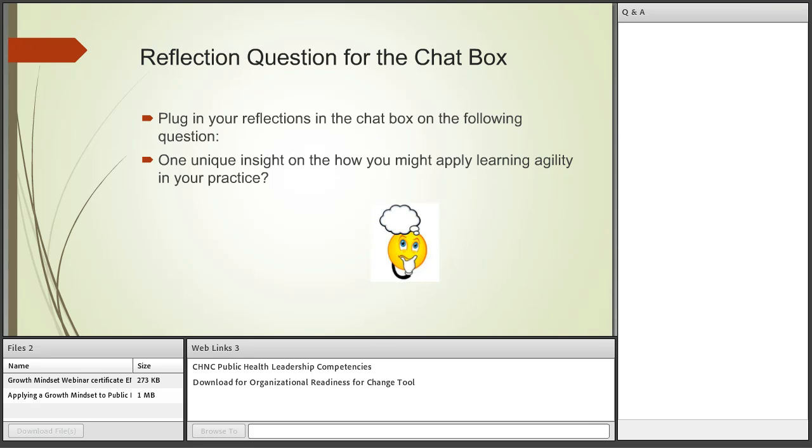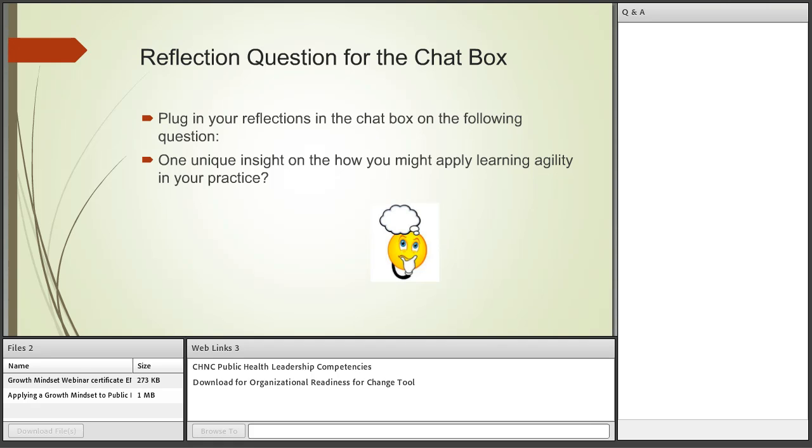Based on what we did with the mini assessment and the different types of opportunities I talked about that you could seek out, and I'm sure you've had experience, like we all grow and learn throughout our career journey, you might be thinking about experiences where you might apply learning agility in your practice.